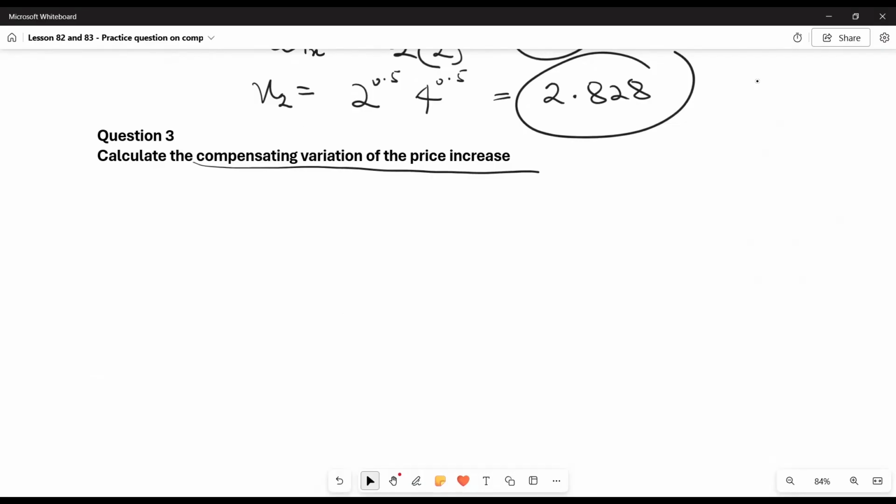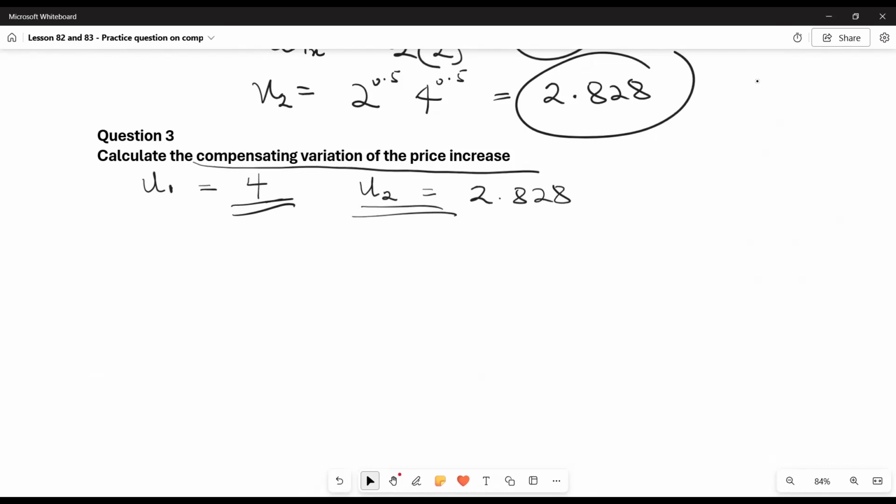The third question is, calculate the compensating variation of the price increase. Now, typically, the increase in price will move Peter to a lower indifference curve, indicating a lower level of utility. So our original level of utility, if we call it U1, is equal to 4, and the new level of utility, if we call it U2, is equal to 2.828. So if we draw these indifference curves, we are going to find that U1 will be on a higher indifference curve as compared to U2. So this will be a typical case of an increase in the price of a good.